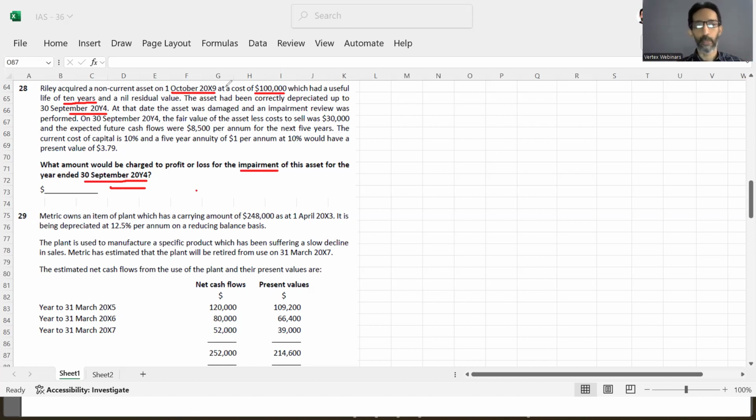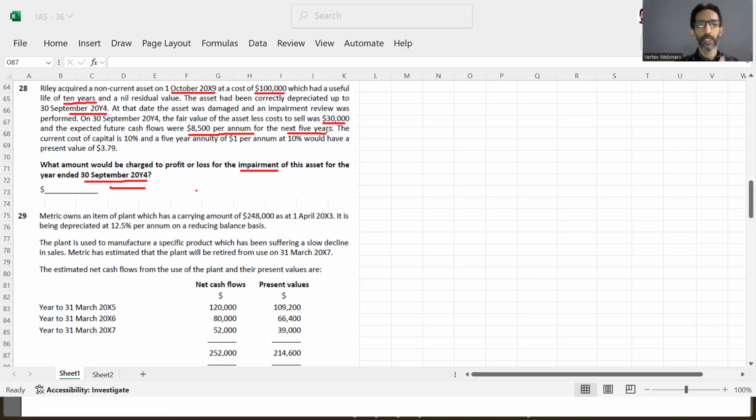Now the information that is related to the recoverable amount: at that date, the asset was damaged and an impairment review was performed. And on 30th of September 2024, the fair value of the asset less cost to sell was 30,000. Now, this is the information about the recoverable amount. And the expected future cash flows were 8,500 per annum for the next 5 years. So we are provided with the cash flows, and we're going to use these cash flows.